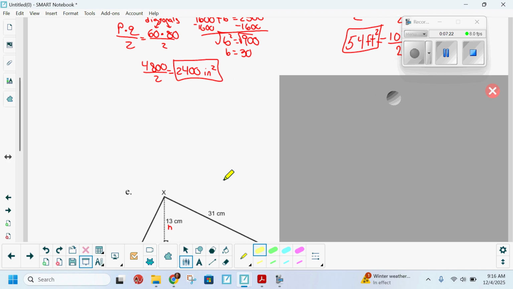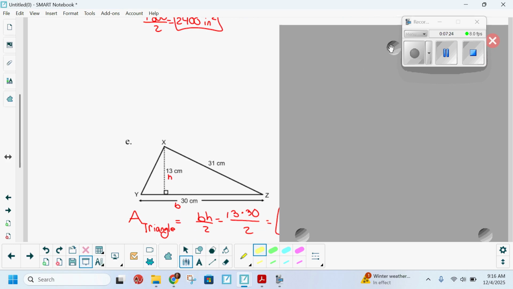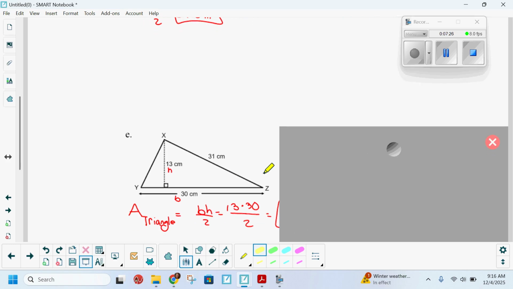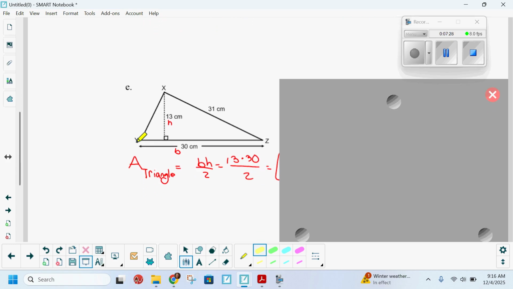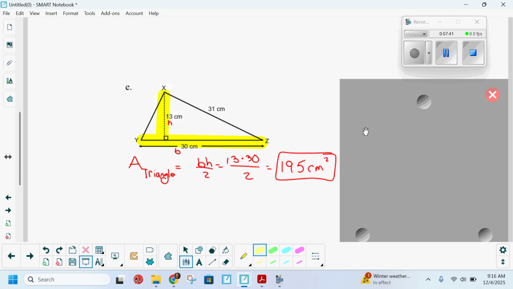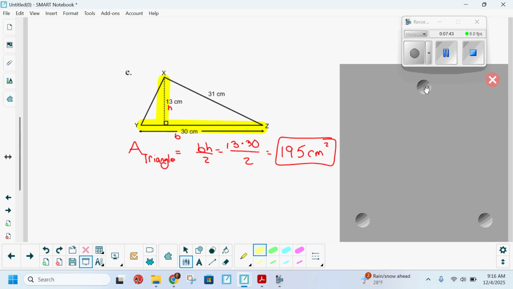Remember, pause if you want a chance to try these on your own. All right, E. E, I obviously have a triangle. So I'm going to have base times height divided by 2. So this is my base, and this is my height because it's perpendicular. So 13 times 30 divided by 2, and I get 195 centimeters squared.